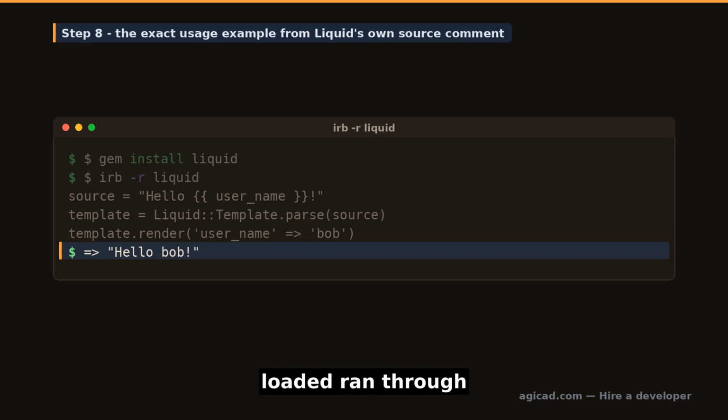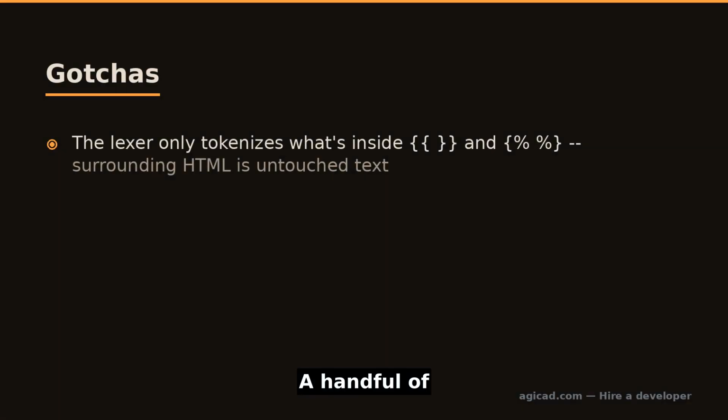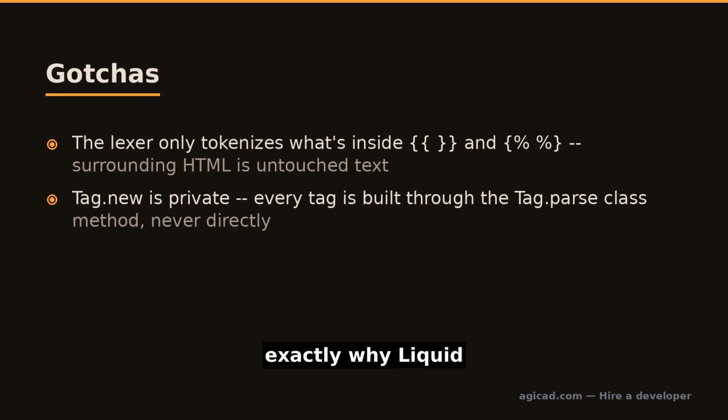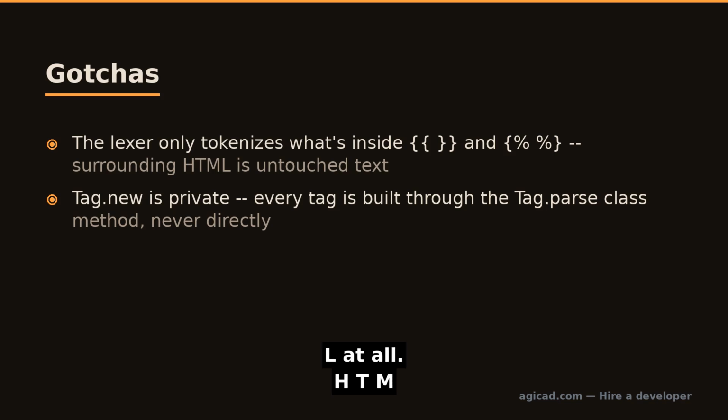A handful of things trip people up here. The lexer only tokenizes what's actually inside double curly braces or curly-percent tags. The HTML sitting around them passes straight through as plain text, untouched, which is exactly why Liquid can sit inside arbitrary markup without needing to understand HTML at all. Tag.new is private. You cannot construct a tag directly in Ruby, even a custom one. Everything goes through tag.parse, the class method we opened in step 3.